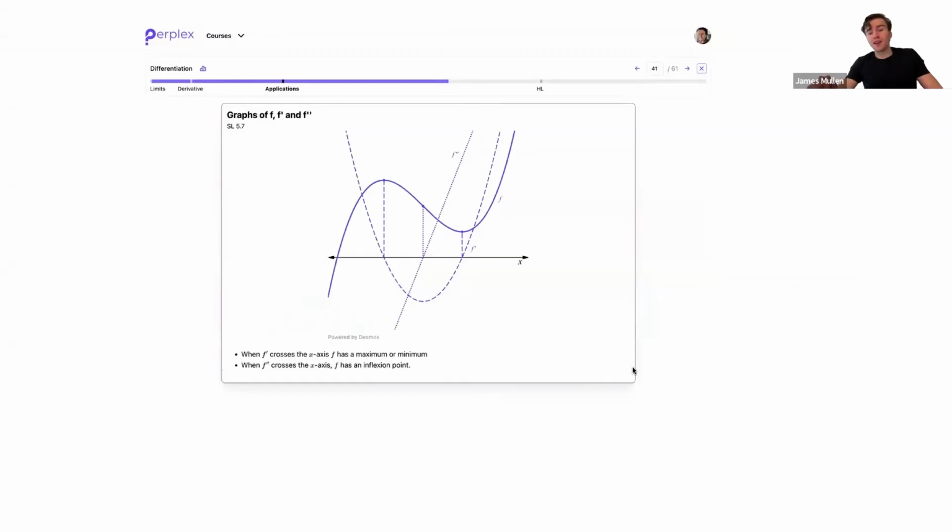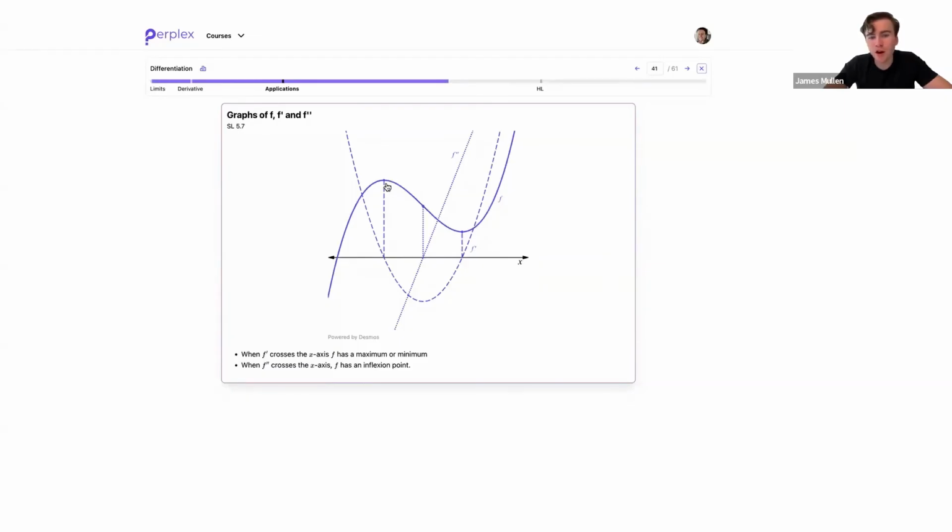Okay, now this is a tricky little subject, and this looks like a mess, so I'm going to explain it as clearly as I can. You have to know how the graphs of f, f prime, and f double prime relate to each other. So I've drawn in this solid line here the graph of f. In this dashed line is the graph of f prime, and in this dotted line is the graph of the second derivative. I want you to notice a few things.